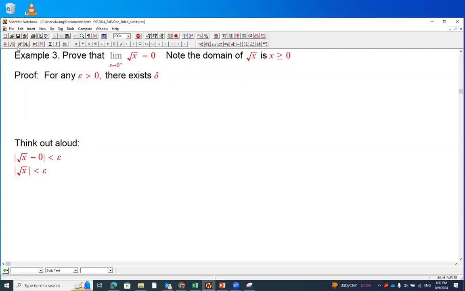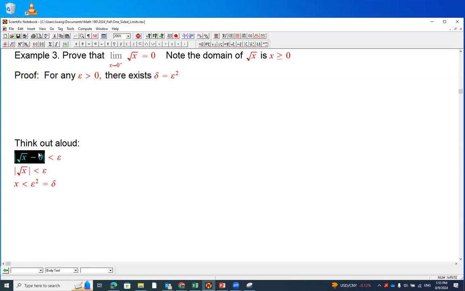If this is less than epsilon, then if I square both sides, x has to be less than epsilon squared, isn't it? And that's going to be my delta. There you go. We got our delta. So once you get your epsilon, you're going to choose your delta to be epsilon squared.